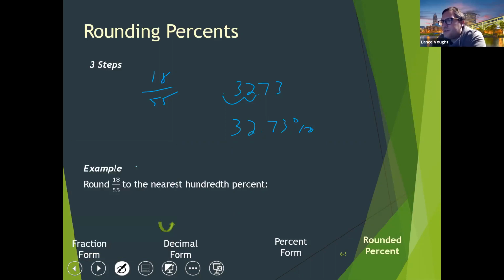If I wanted to round this to tenths, what would I round it to? Would I round it to 33? Would I round it to 32.7, 32.8? What would I do? Can drop in the chat, 32.7. Agree. Cool. Yeah, so we would chop off this and we would just have 32.7. We would round down because 3 is less than 5. If I wanted to round this to a whole percentage, what would I round it to? 32 or 33? Yeah, I would round it up to 33% because it's greater than 0.5.